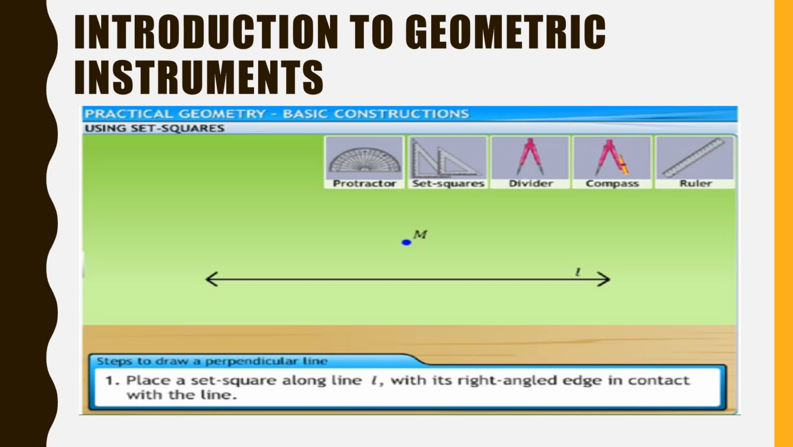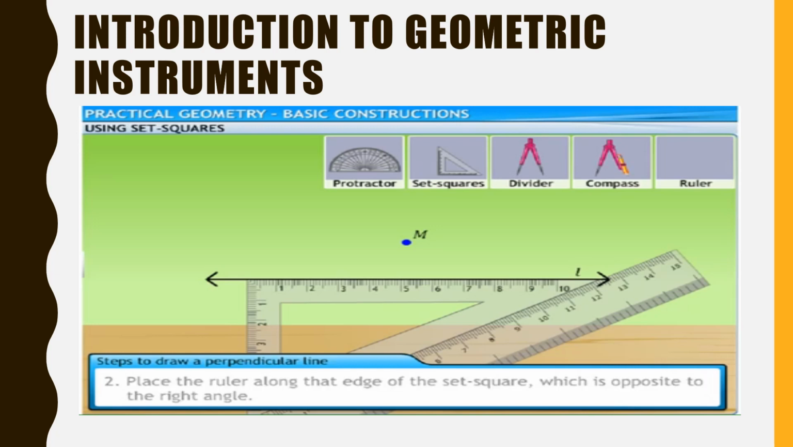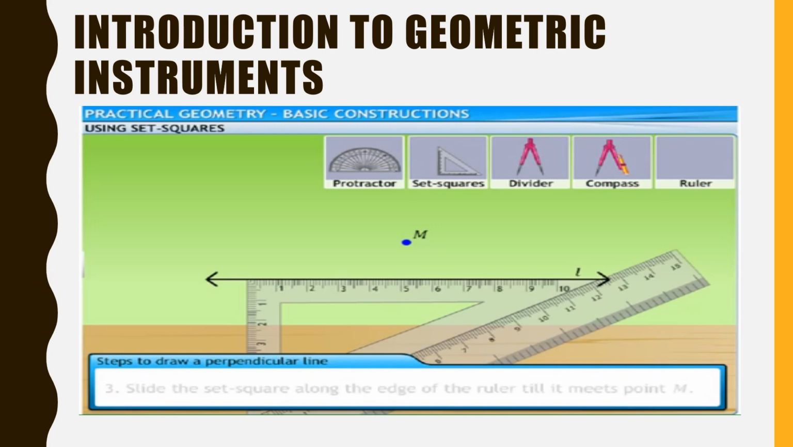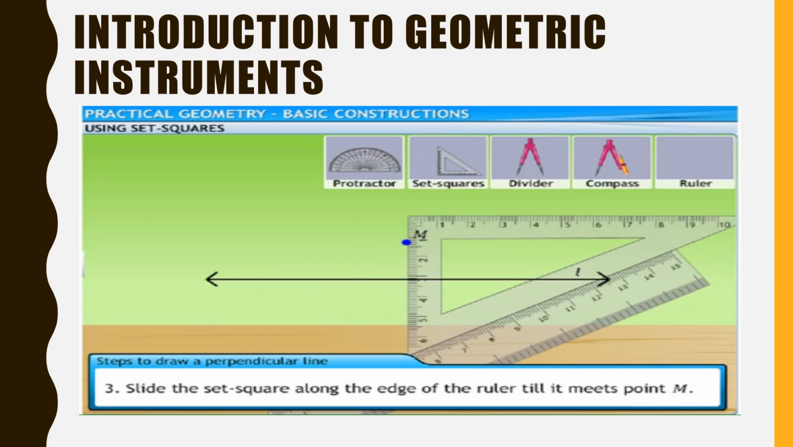First, let's place a set square along the line L with its right-angled edge in contact with the line. Next, place the ruler along that edge of the set square, which is opposite to the right angle, that is, the hypotenuse. Now, slide the set square along the edge of the ruler till it meets point M. Here, you must ensure that the position of the ruler is not changed.